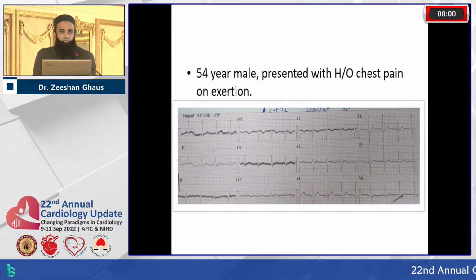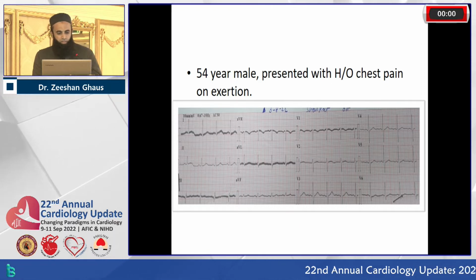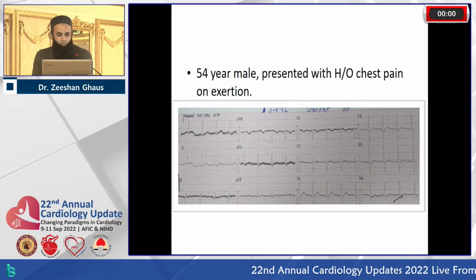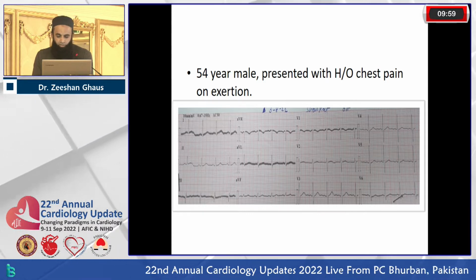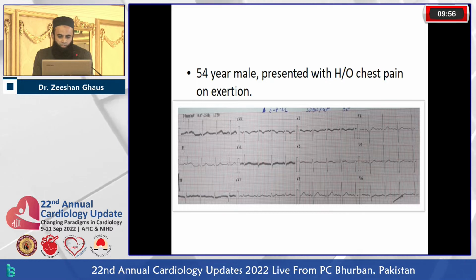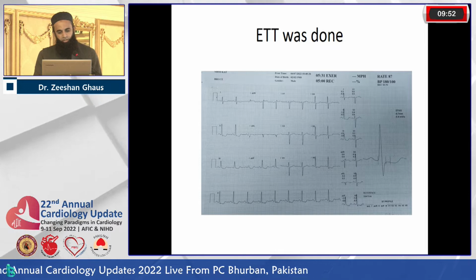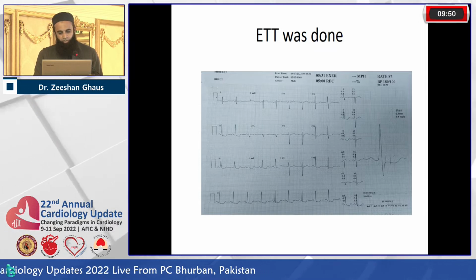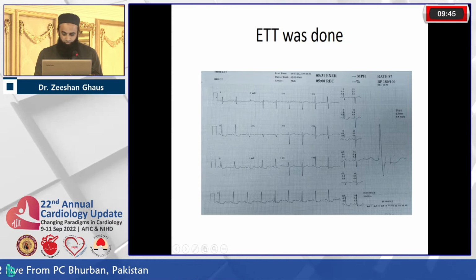I am going to discuss different algorithms that are used for CTO techniques. We have a patient, a 54-year-old male, who presented with a history of chest pain on moderate exertion. This is his ECG, which is absolutely normal. He was advised ETT, which shows ST-T changes in inferior leads, 2, 3, aVF, as you can appreciate.